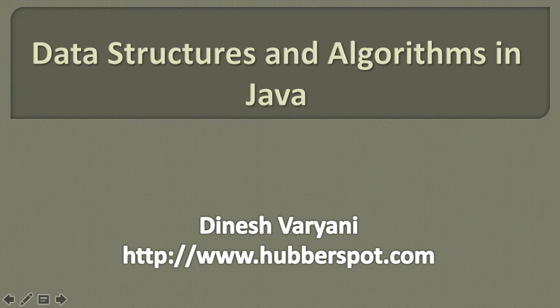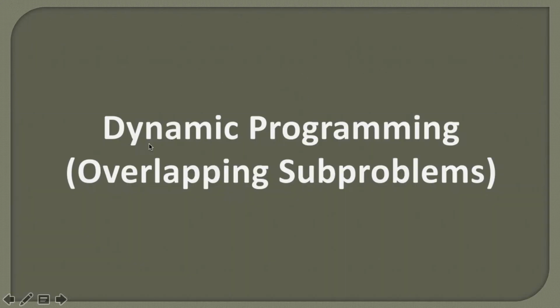So friends, in our previous lecture we discussed how to identify whether a particular problem is a dynamic programming problem or not. We saw that dynamic programming has a few characteristics. One of the characteristics which we discussed in our last lecture was optimal substructure. In this lecture we will see one more characteristic which helps us identify whether a particular problem is a dynamic programming problem or not. So the other characteristic is overlapping subproblems.